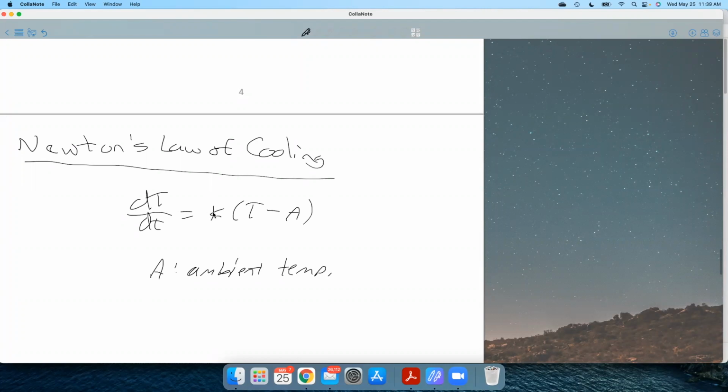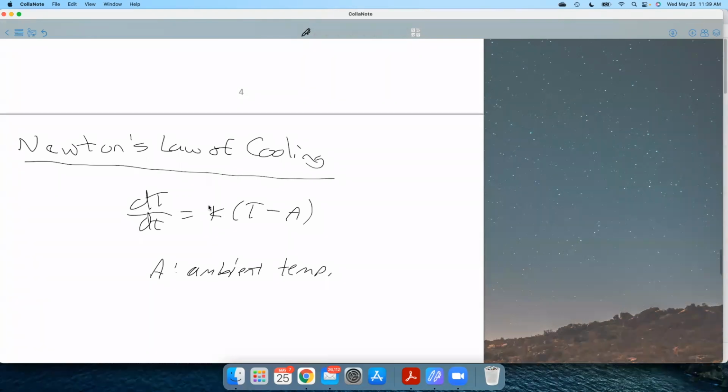theoretically. It depends on the heat capacities of both your object and the medium you're putting it into. It depends on the surface area. Newton's law of cooling says that cooling is directly proportional to surface area. If you double the surface area that's exposed to the air, it'll cool twice as fast.